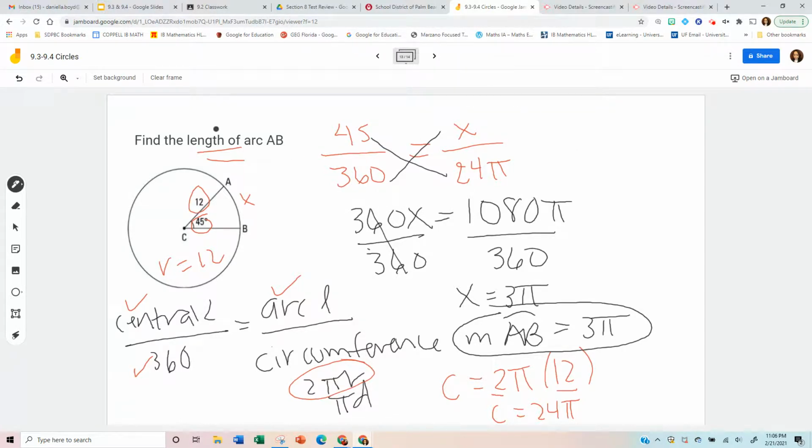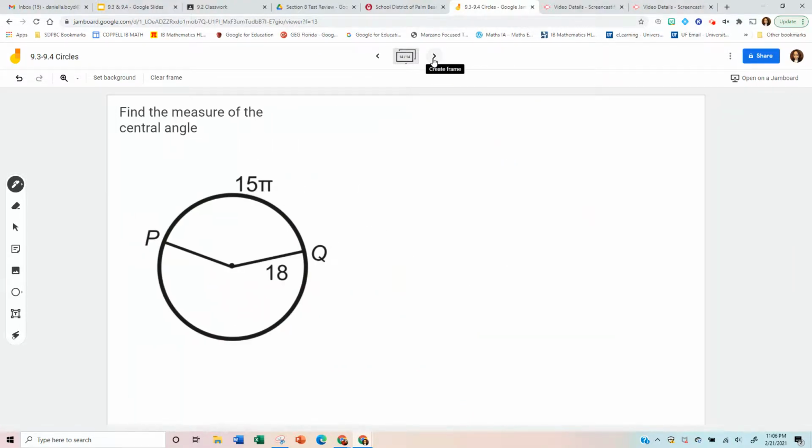Okay, notice when you're looking for the arc length, where your x is going to be. The reason why I say that is because this one is a little bit different. Okay, so for this problem right here, we're actually trying to find the central angle. So when I'm doing the formula, central angle divided by 360 equals arc length, and I'm going to abbreviate length over circumference.